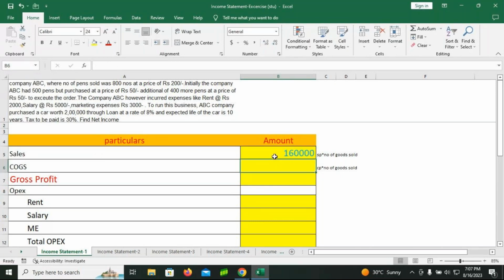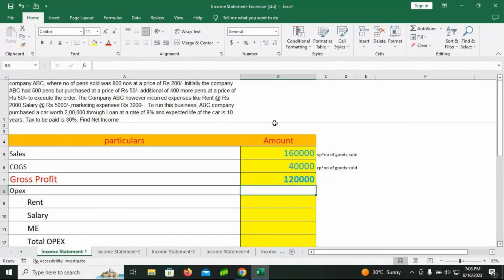Now, the cost of goods sold. I have sold 800 pens, so equals 800 pens, and what is the cost that I have incurred to buy those pens? It was 50 rupees per pen. So 40,000 rupees I have spent on COGS, and my gross profit will be revenue minus COGS.